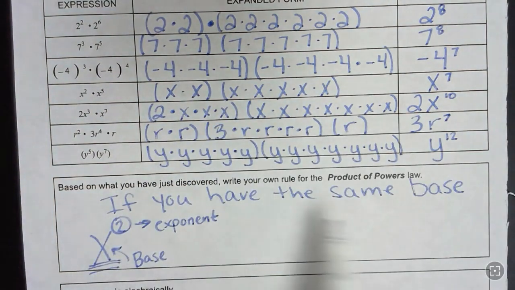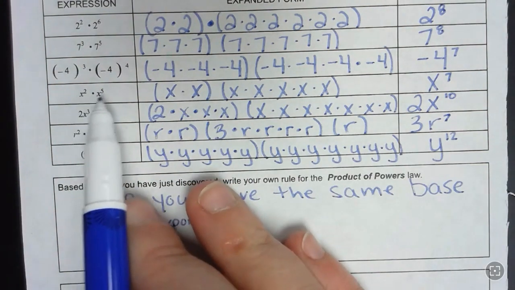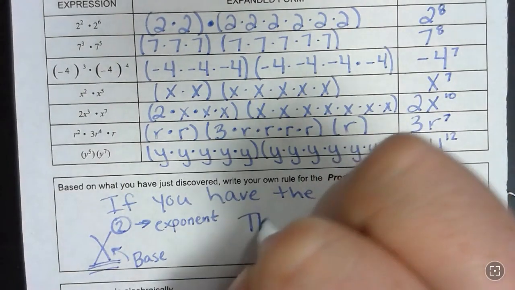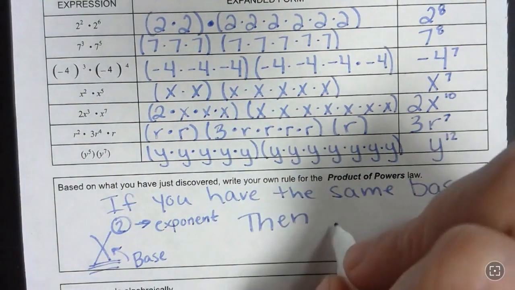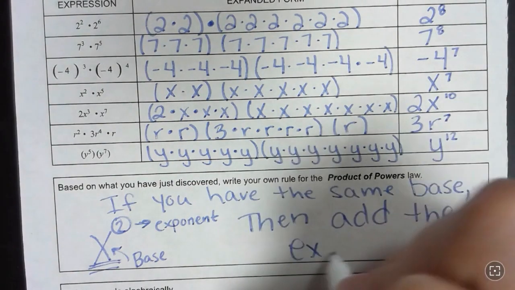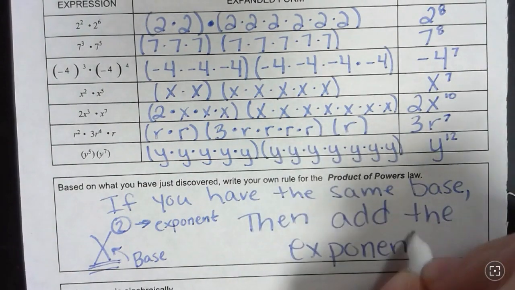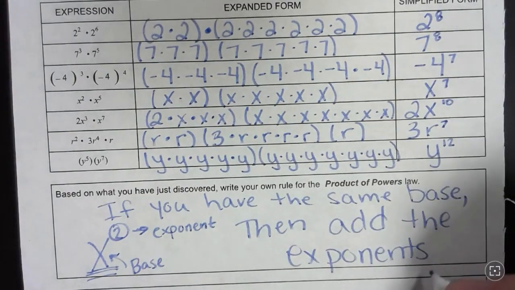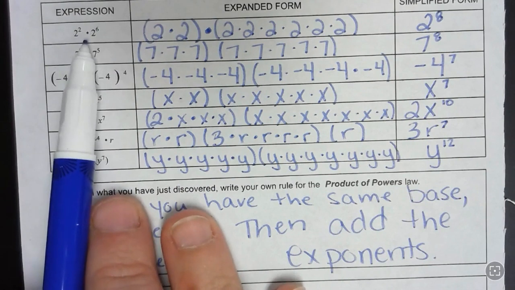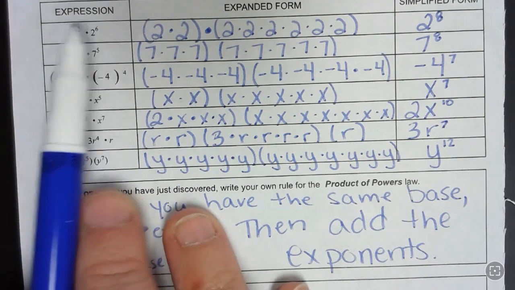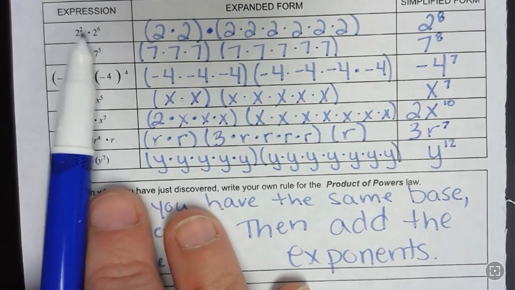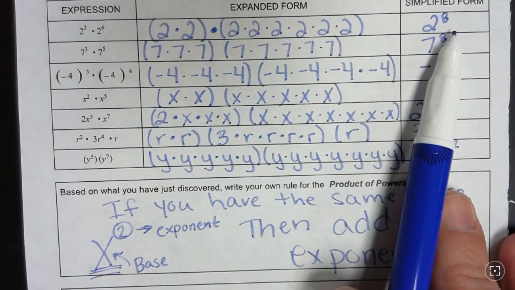So if you have the same base, like here I had x squared and x to the 5th, I have the same base, then add the exponents. So going back to some of these examples, 2 squared times 2 to the 6th power ended up being the same as 2 to the 2 plus 6th power, or 2 to the 8th power.